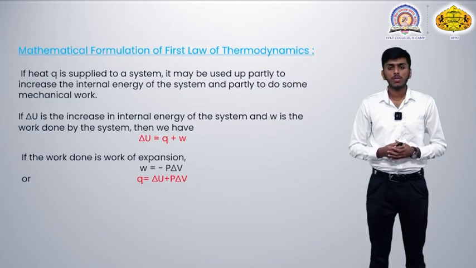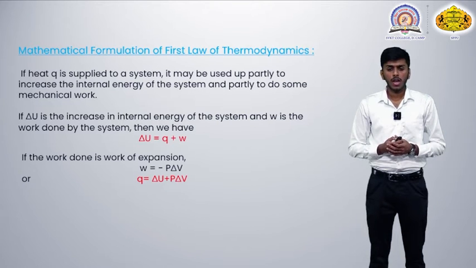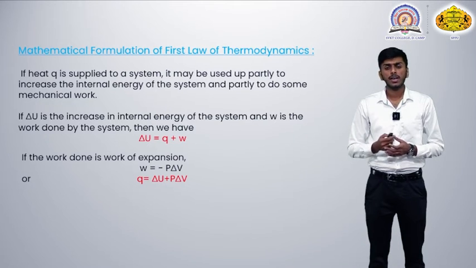Mathematical formulation of the first law of thermodynamics. If heat, represented by Q, is supplied to a system, it may be used partly to increase the internal energy of the system and partly to do some mechanical work. If delta U is the increase in internal energy of the system and W is the work done on the system, then we get the equation delta U equals Q plus W. If the work done is work of expansion, then W equals minus P delta V. Now by substituting and some rearrangement, we get the final equation as Q equals delta U plus P delta V.